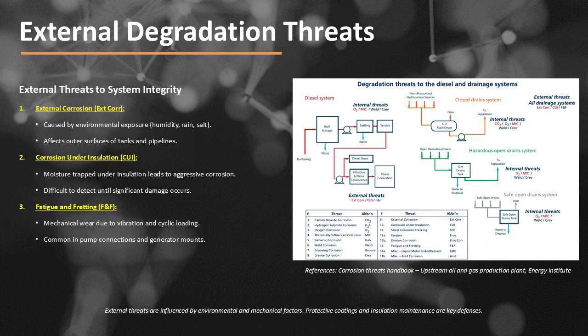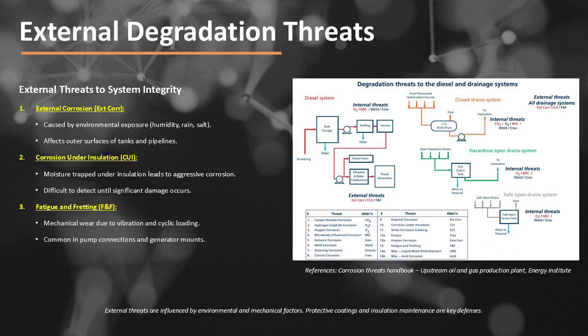External degradation threats. External threats are influenced by environmental and mechanical factors. Protective coatings and insulation maintenance are key defenses. External threats to system integrity include, number 1 is, external corrosion, caused by environmental exposure or humidity, rain and salt, affects outer surfaces of tanks and pipelines.